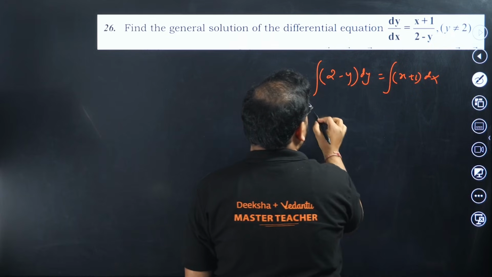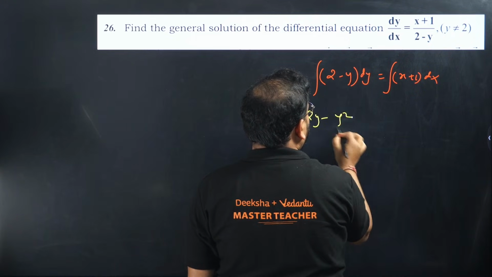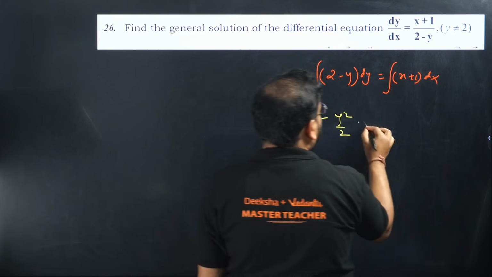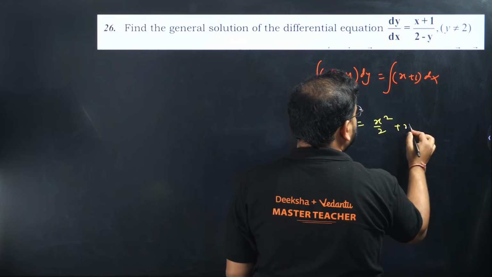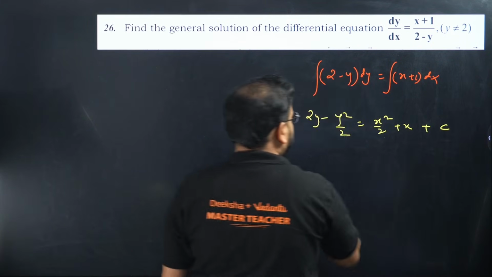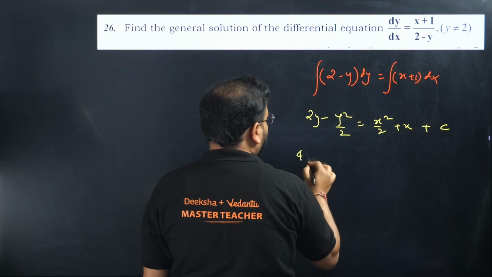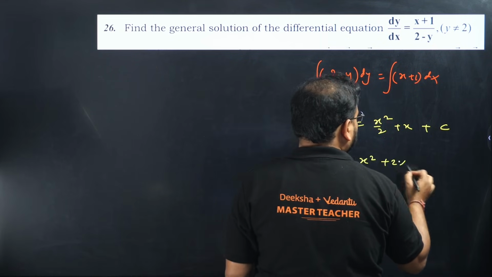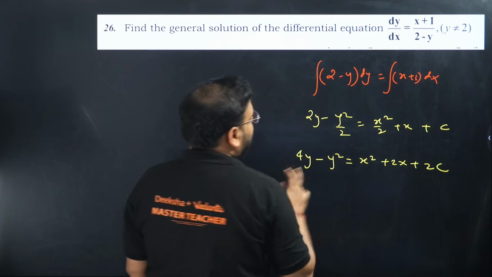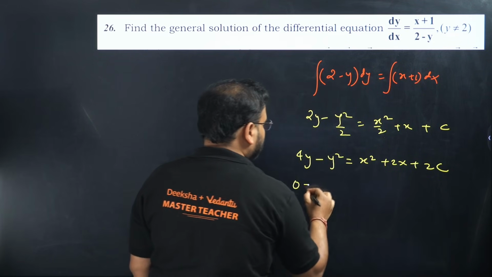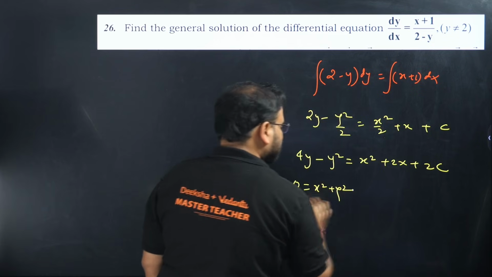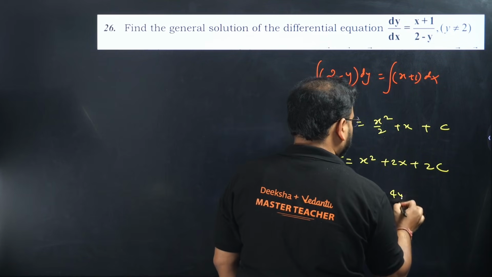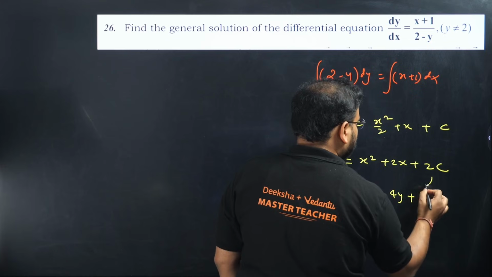I can write this as 2y minus y square by 2, over here. x square by 2 plus x plus a constant c. Multiply everything with 2, you'll get 4y minus y square. You'll have here x square plus 2x plus 2c. Okay, move everything on that side. You'll have 0 left over here. x square plus y square plus 2x minus 4y plus 2c can be written as a constant k.